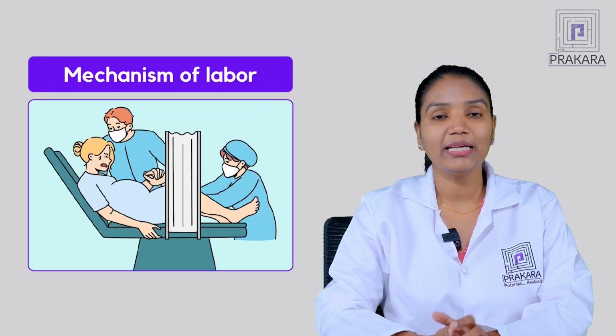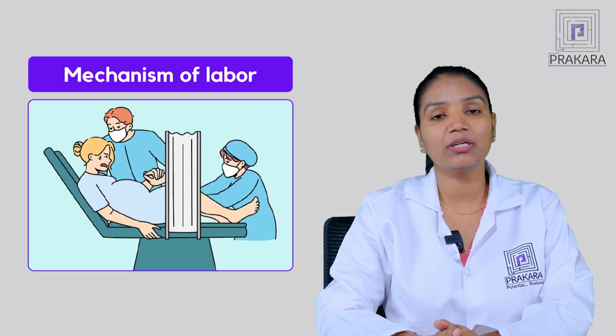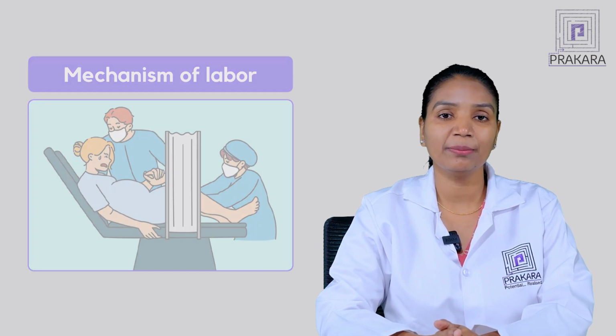As we discussed about the labor and the stages of labor, in the second stage of labor, we have seen what events take place in the second stage of labor. One of the major important aspects that we need to discuss is the mechanism of labor that occurs in the second stage of labor. So what is the second stage of labor? It is from the full dilatation of the cervix until the delivery of the fetus.